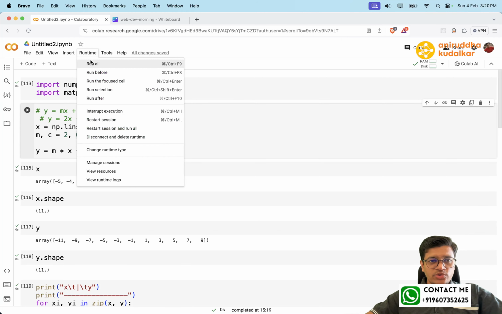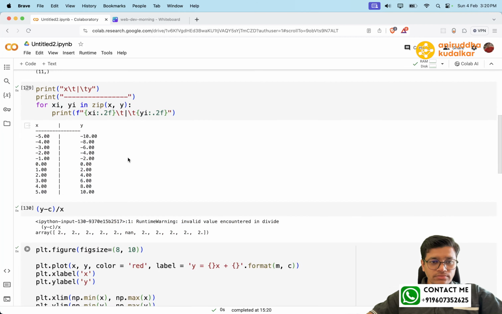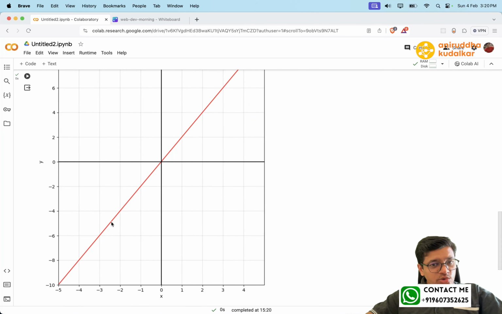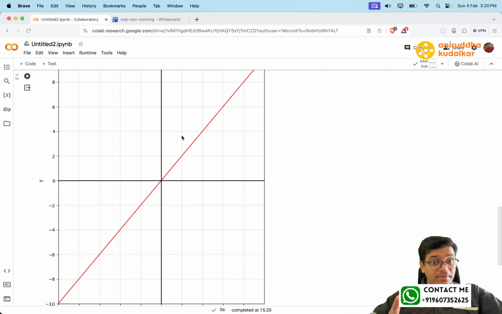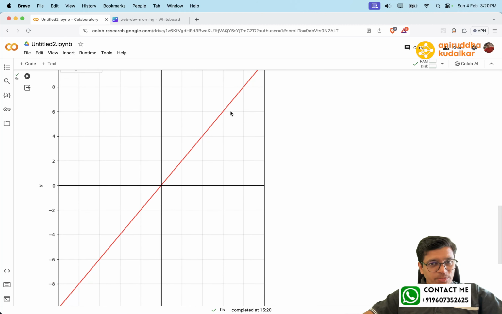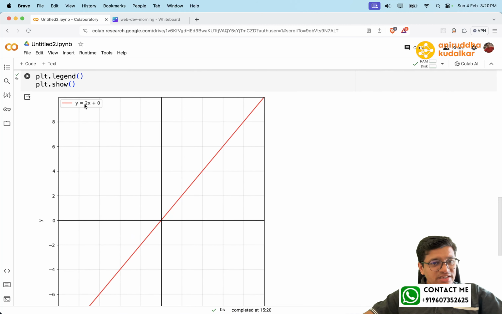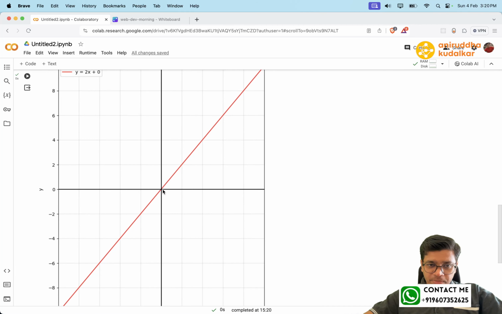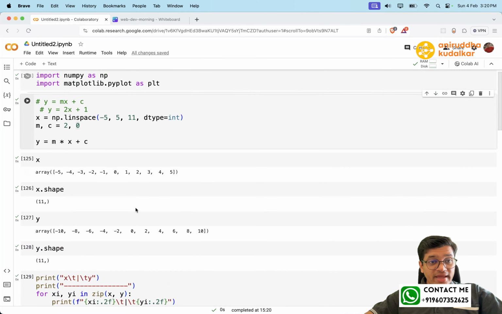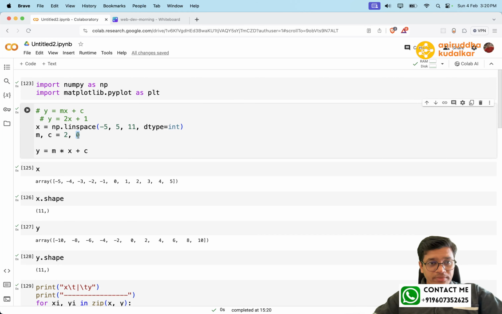Now let us run the project and see what happens. Can you see? The line is passing through the origin. Remember that. This is 0, 0. The line is passing through the origin. Whenever your y-intercept is 0, the respective line, that is y is equals to 2x plus 0, will pass through the origin. This thing is important. When your c is 0, what do you mean by that? Okay.